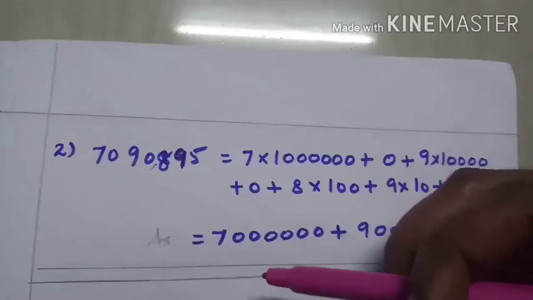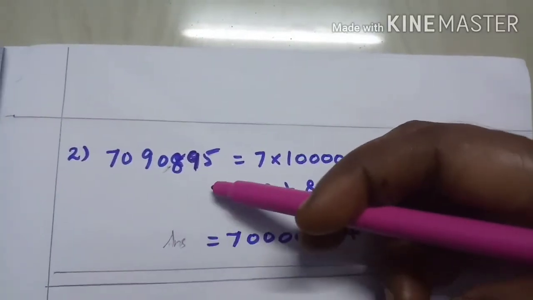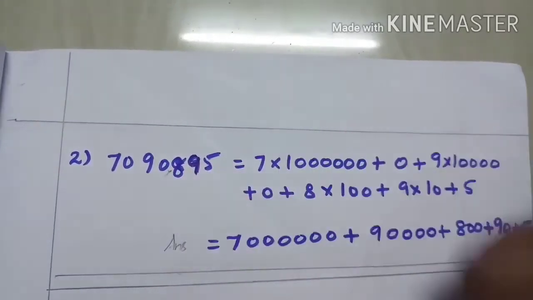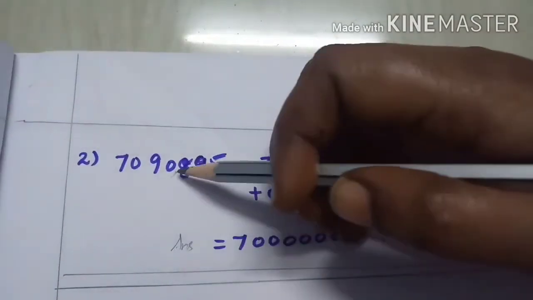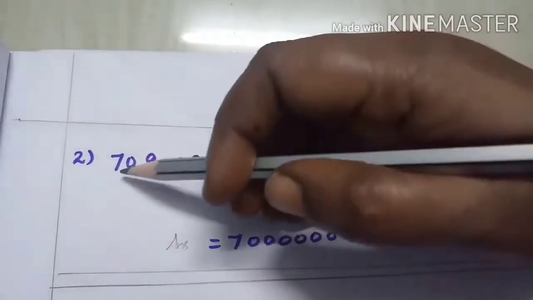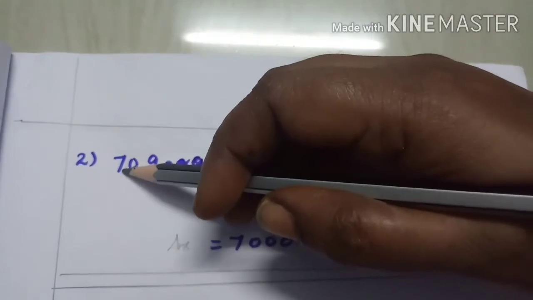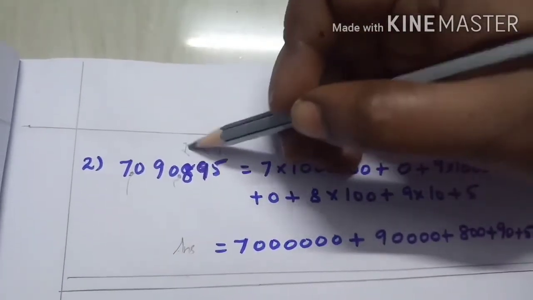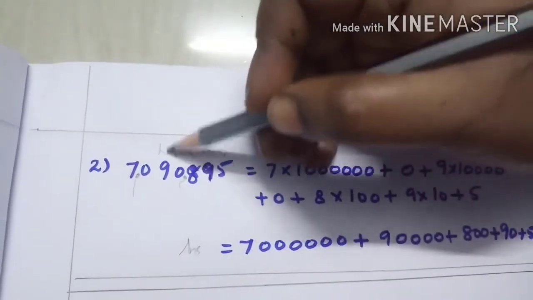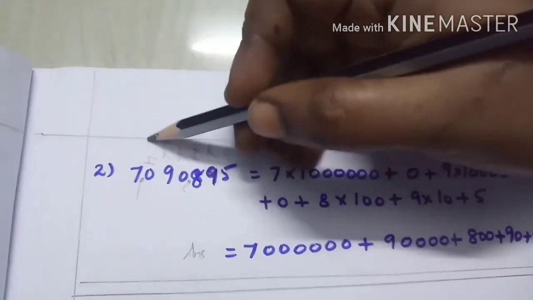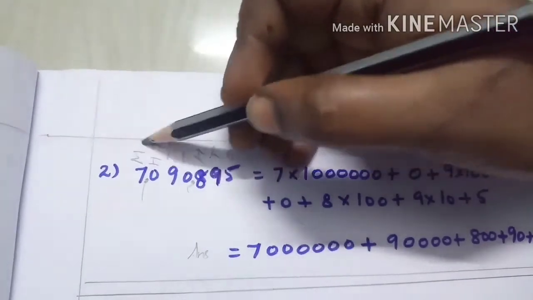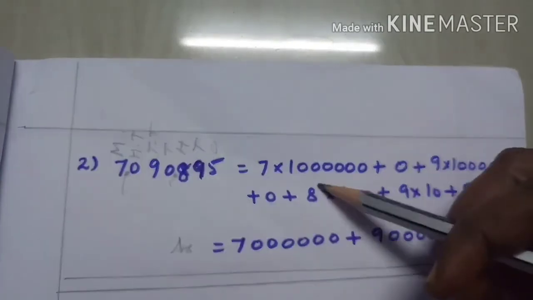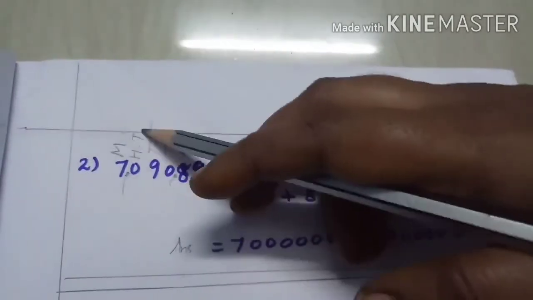So the next question is given. We are putting the commas in bunches of 3 digits, isn't it? So a bunch of 3 digits and the next bunch of 3 digits. So this will be your ones place, tens place, hundreds place, thousands place, 10,000 place, 100,000 place, and this is the million place. So that is equal to 7 into million plus 100,000 place.